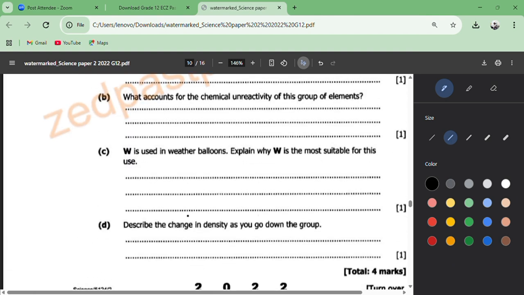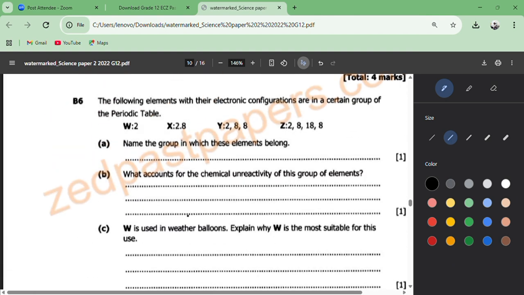The next question is question B6, 2022 paper. The following elements with their electronic configurations are in a certain group of the periodic table. The first element is W, the second X, Y, and Z. Name the group in which these elements belong. Just by looking at the electron configuration, can we tell? Group 8, correct? So this is group 8.